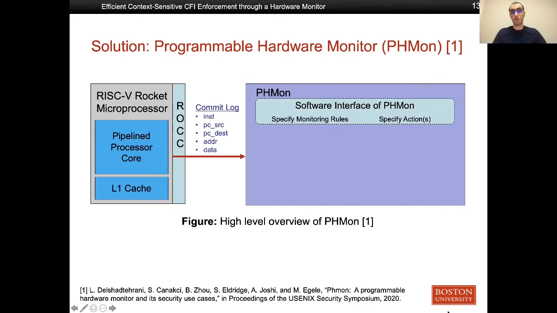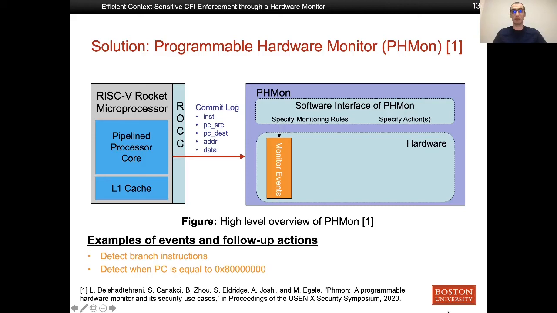PHMon consists of two components. It has a software interface where you can define monitoring rules and actions, and the hardware component, which monitors the events defined by the software interface. So what kind of events can we define? There are many of them, but I will provide two examples here. For instance, we can define an event to detect branch instructions in a program, or we can create an event which detects a program counter value when it is equal to a constant that we defined before, like 0x800 in this case.